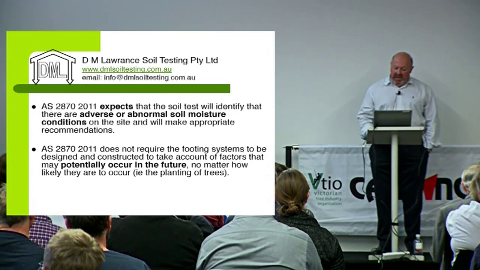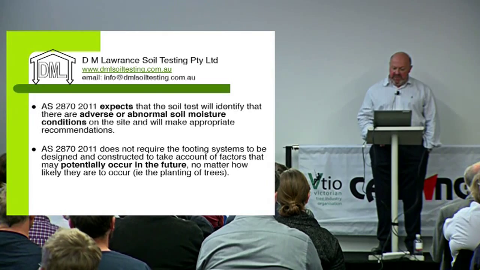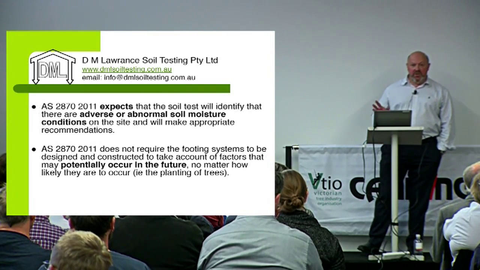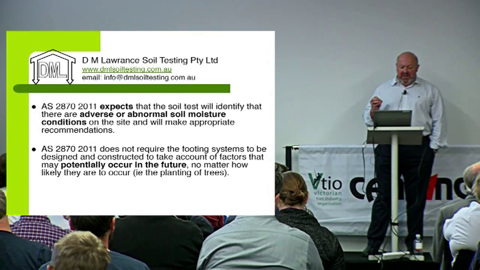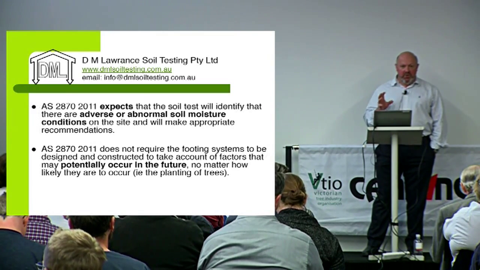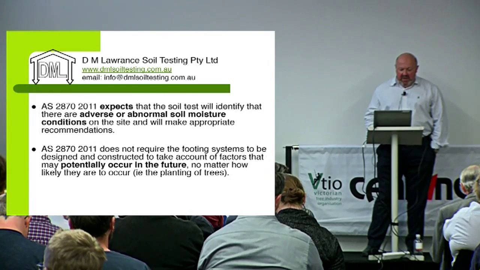As I said, AS2870 expects that the soil test will identify the adverse abnormal moisture conditions, and it requests us to make a judgment in terms of what to do about that, which is fine. We can come up with a solution, which we'll talk about later.